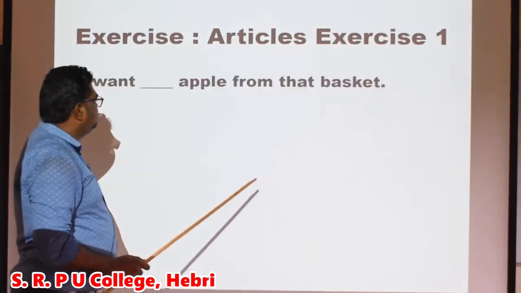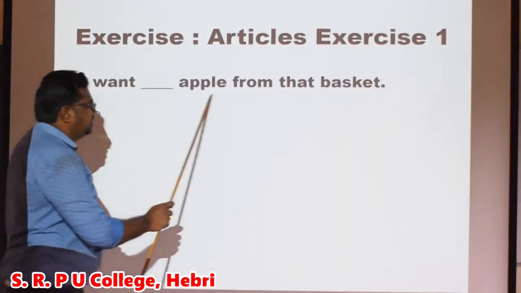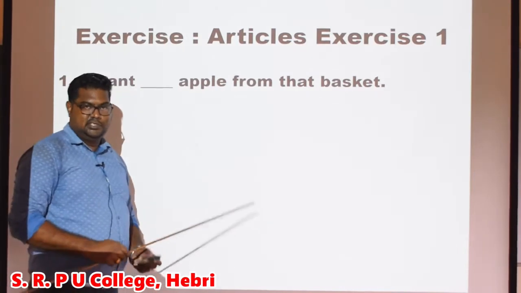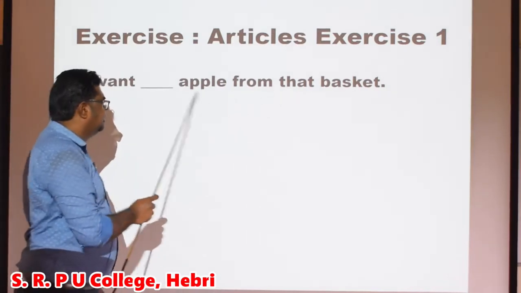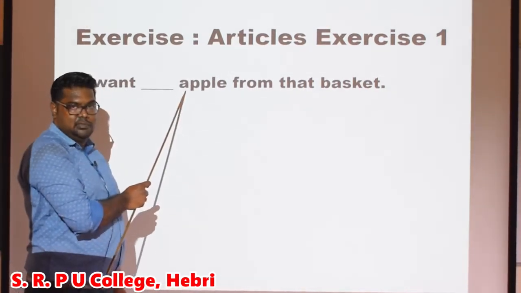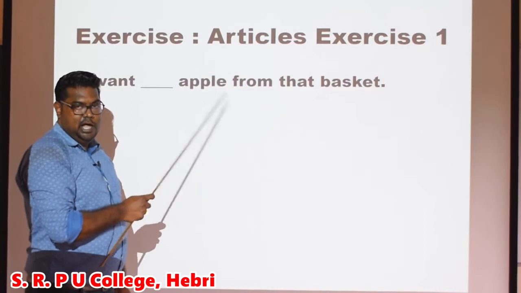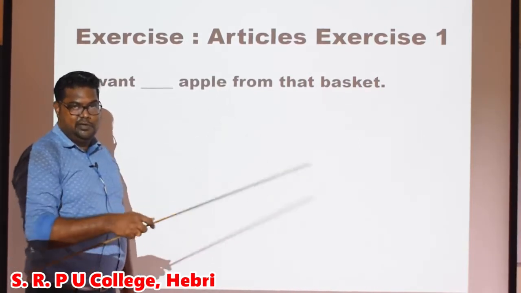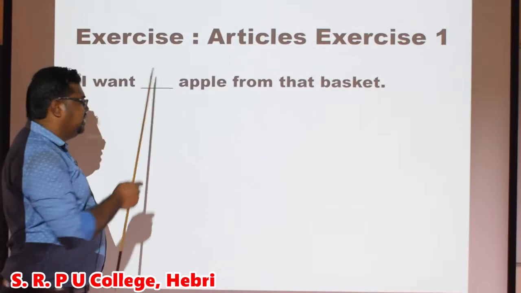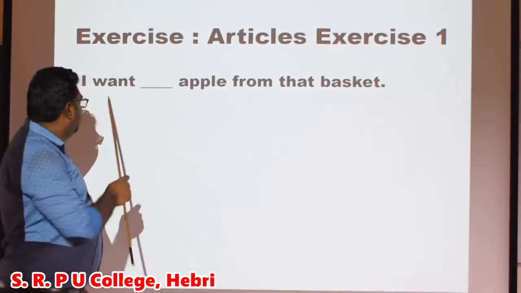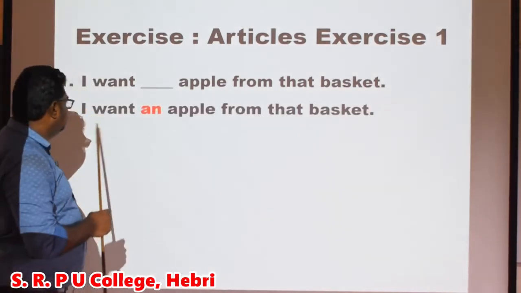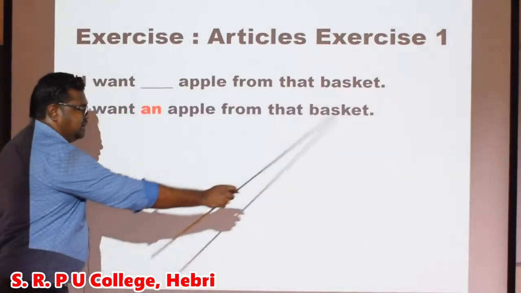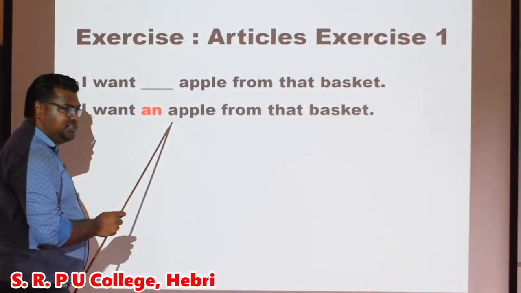Exercise 1. I want dash apple from that basket. So this is a sentence. Now apple is a word, and to be accurate, a name of a fruit. Which is the article which you are supposed to use? The answer is, I want an apple from that basket, because apple starts with a, and a is a vowel.